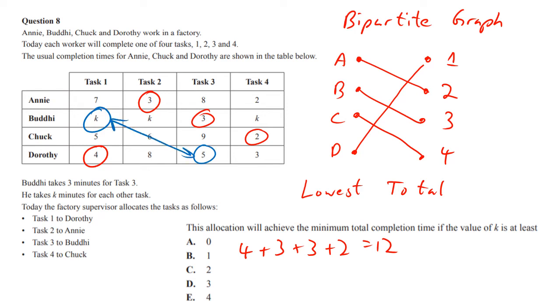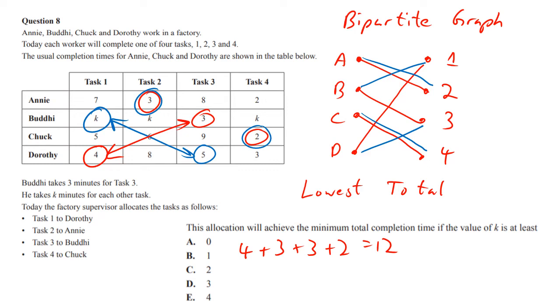which means we keep this one the same and we keep this one the same, and we're swapping the red pair for the blue pair. So let's put our blue arrows in. So now we're saying Buddy gets task 1, and Annie still gets task 2, and Dorothy now gets task 3, and Chuck still gets task 4. So we've swapped over between Dorothy and Buddy with tasks 1 and 3.